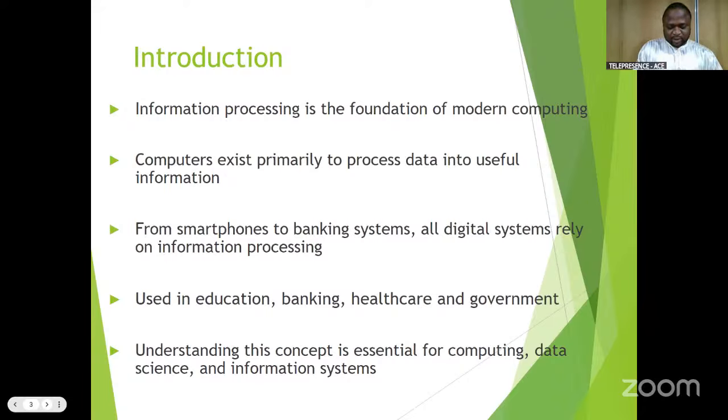So you can see that from the smartphone that we are holding in our hands to the banking system, all of these digital systems rely on information processing. That tells you the significance of information processing in society. Because in everyday life, information processing is constantly taking place, and sometimes even without our awareness.